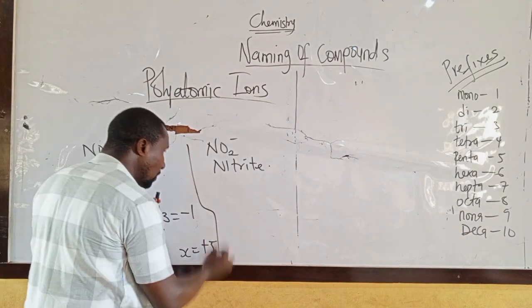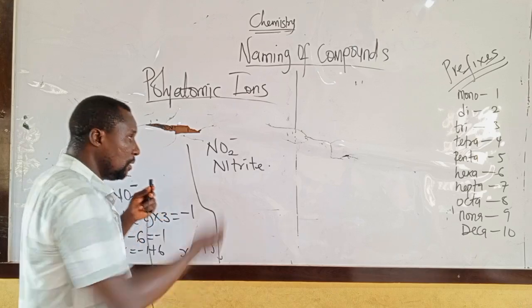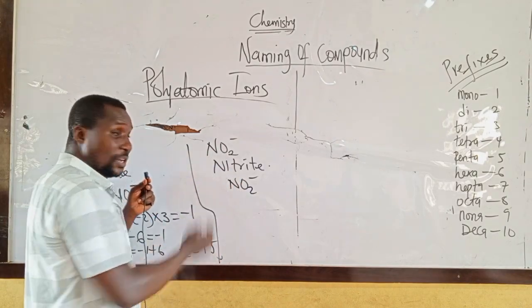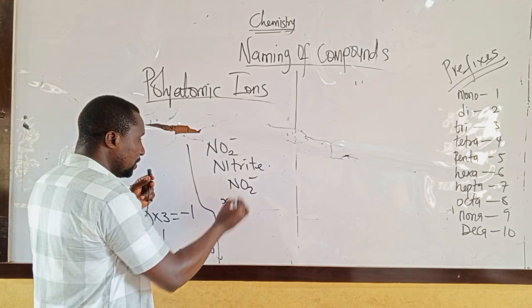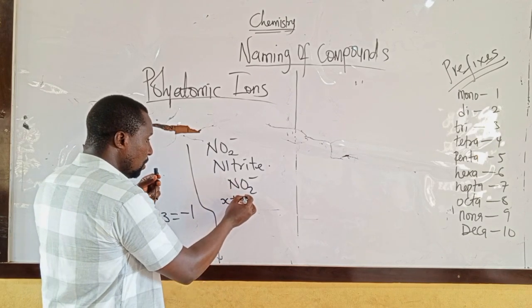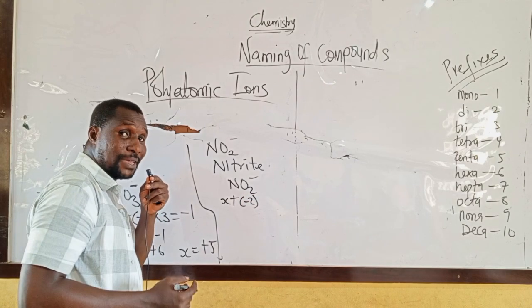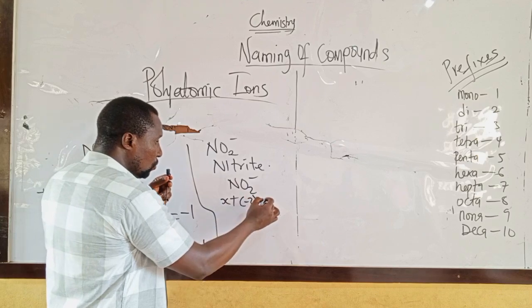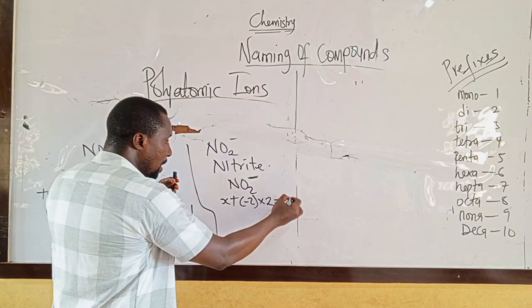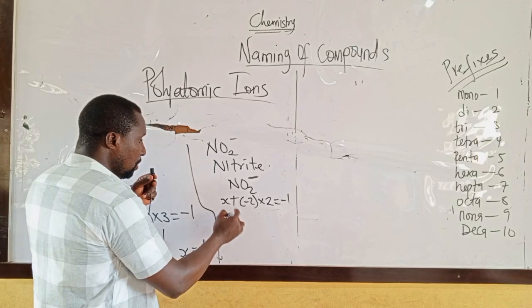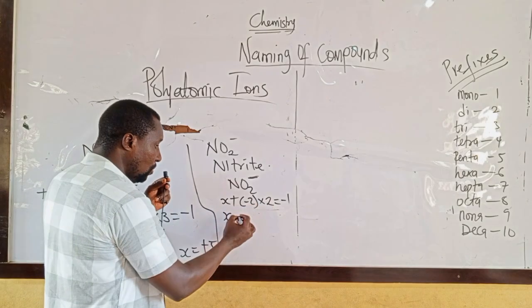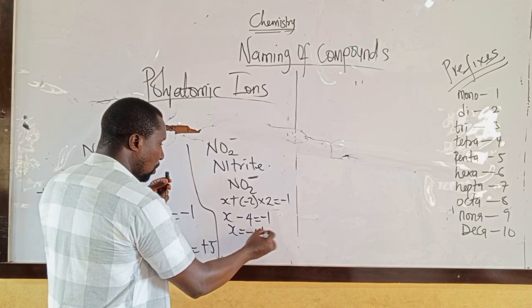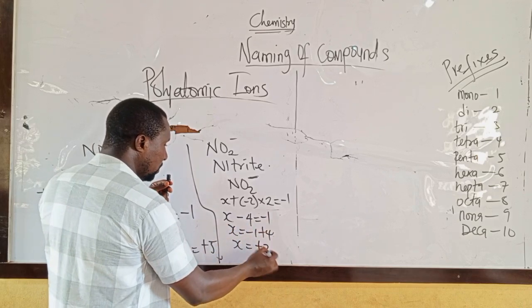Let us get another name for this one, if I don't want to use nitrite. I will get the oxidation number of nitrogen in this polyatomic ion. Nitrogen is unknown, X, plus oxygen, minus 2. I told you the oxidation number of oxygen is minus 2, except in peroxide, which is minus 1. Then how many oxygen? 2, times minus 2. What is the charge? Minus 1. That means I will have X plus 2 times minus 2, which is minus 4, equal to minus 1. X equal to minus 1 plus 4. X equal to plus 3.